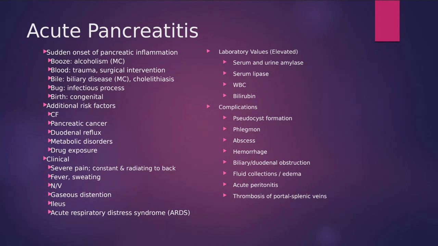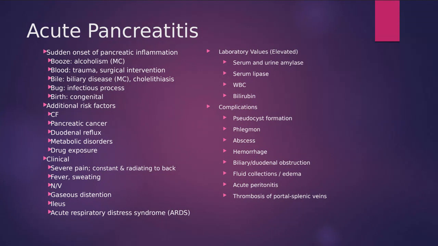This can be any type of chemo drug, radiation drug, recreational drugs. These are all going to affect your pancreas in some way or another. Clinically, these patients are going to have severe pain. It's going to be epigastric pain, but it's going to be constant, and it can be radiating towards their back. They're going to have fever, sweating, nausea, vomiting.